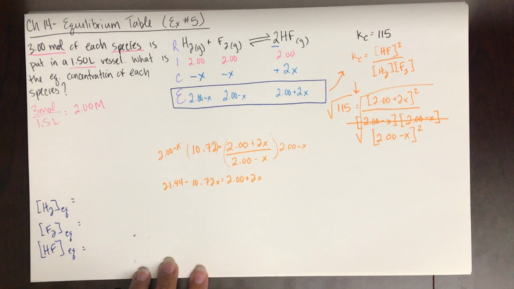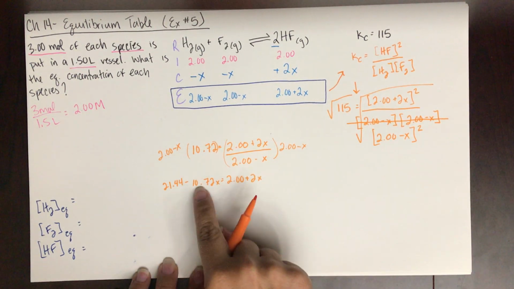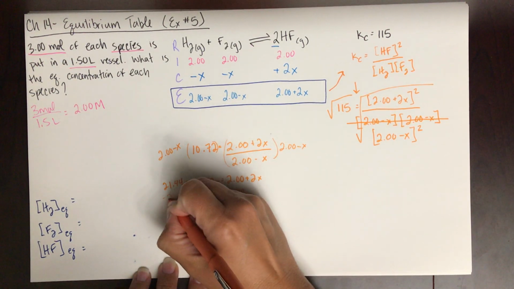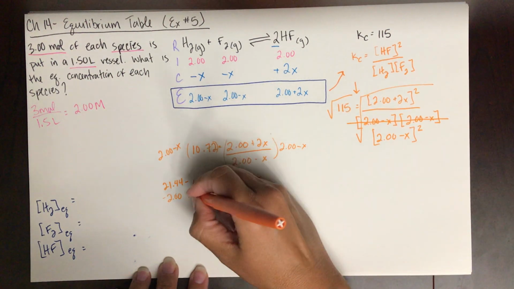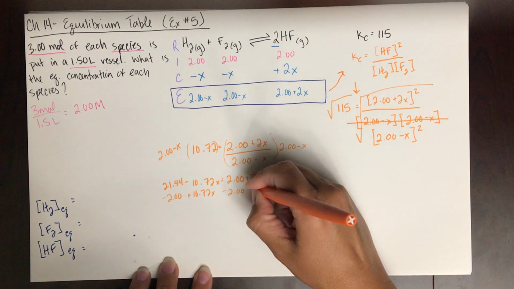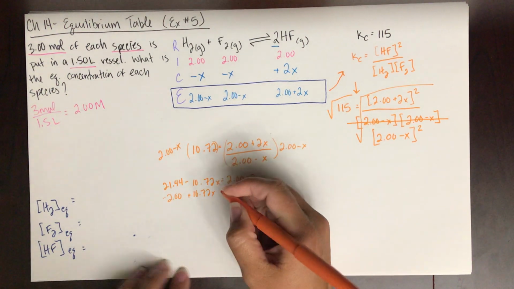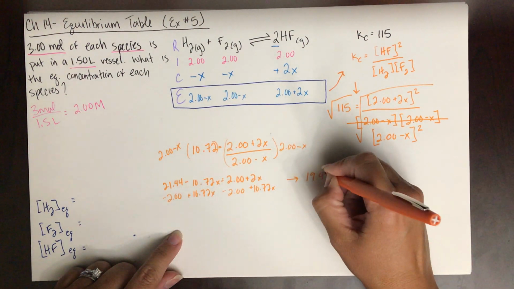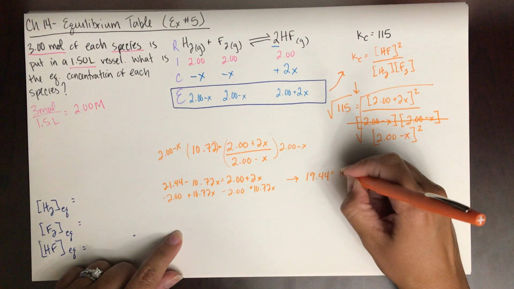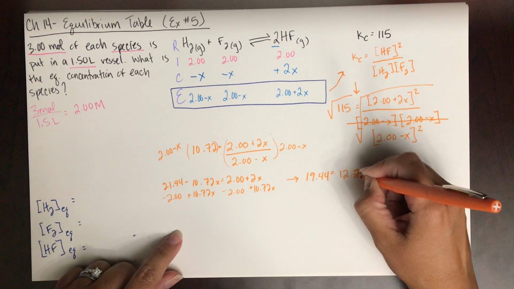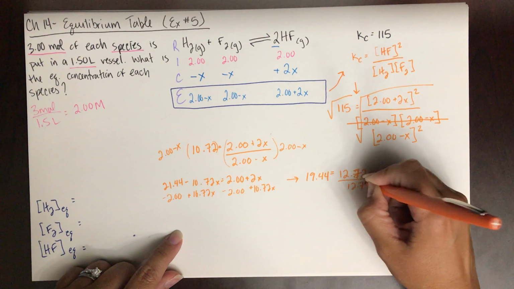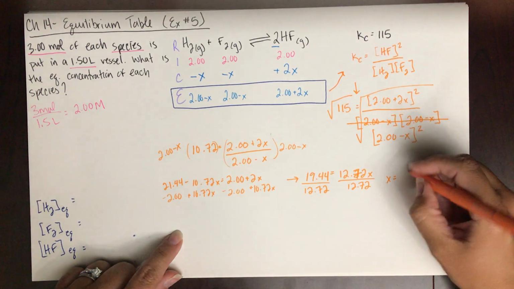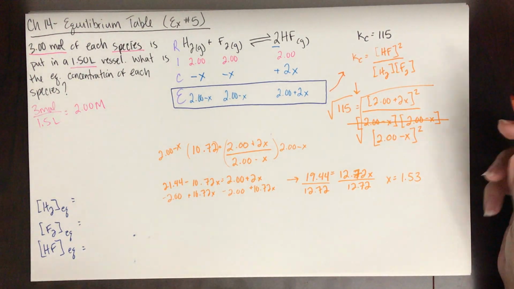And then I'm going to move this over here and the x over here. So minus 2.00, minus 2.00, plus 10.72x, plus 10.72x. When you do this, you should get 19.44 equals 12.72x. Divide both sides by 12.72, and you should get x equals 1.53.